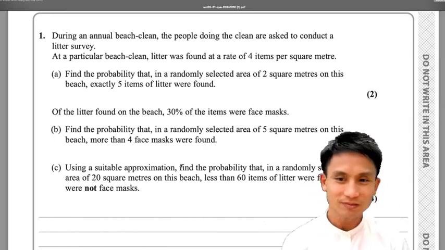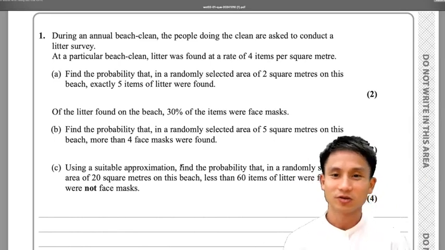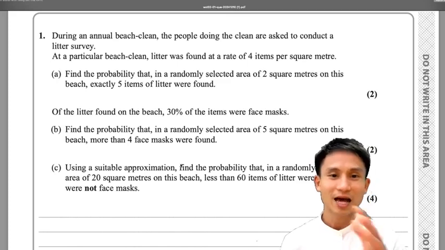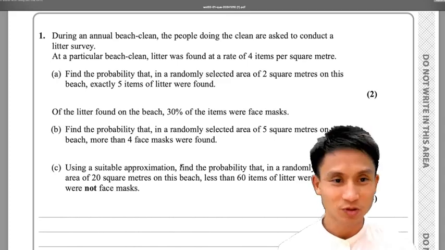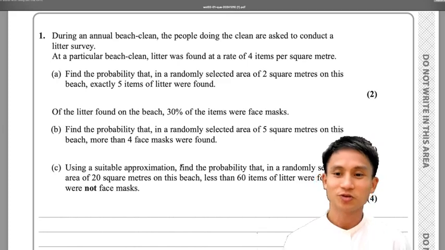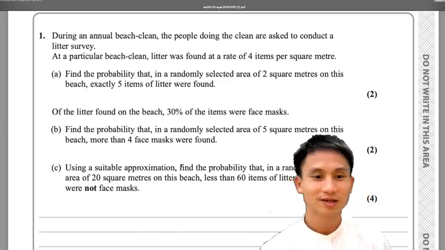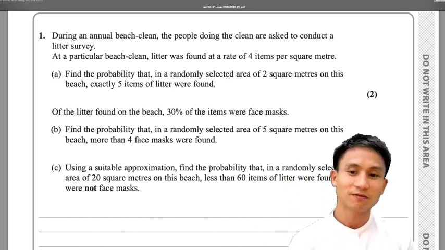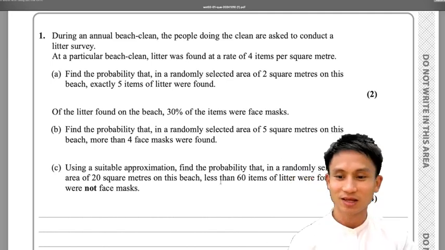So you don't use the whole Poisson. The lambda needs to also be multiplied by 30%. So the items found as litter, 4 items per square meter. You need to multiply this 30% to the 4 items per square meter in order to get the right lambda for the face masks, right? So that is tricky, yeah.